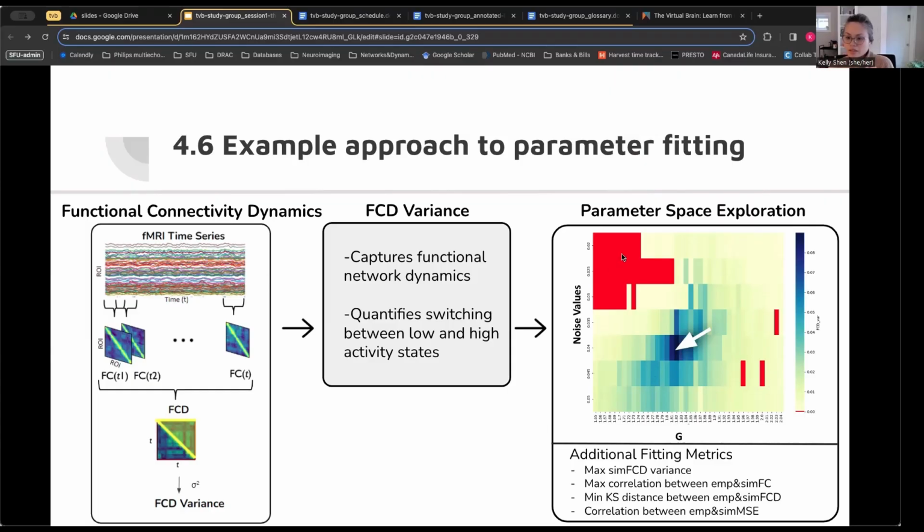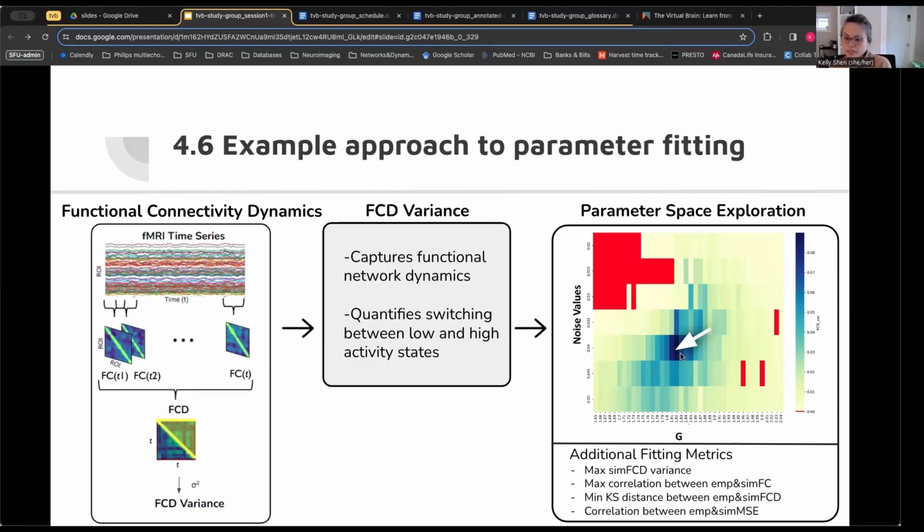And then you can do this. This heat map gives you the highest variance, but you can also fit using different approaches. You can either do the max variance, or the max correlation between the empirical data and the simulated data. You can do some kind of comparison between the dynamics in your empirical data or your simulated data, or some combination. Leanne, I think you've also come up with a composite score to take advantage of all of these as target features.